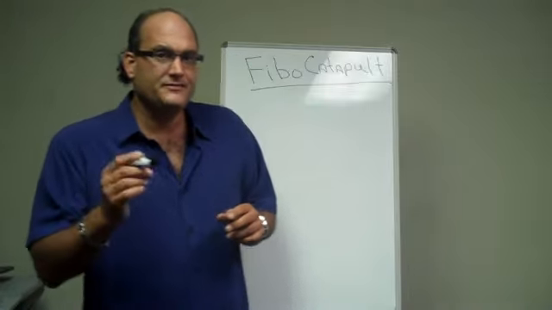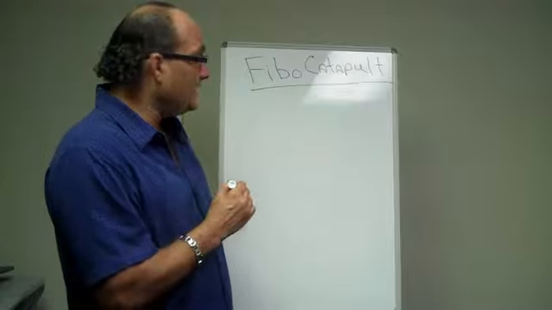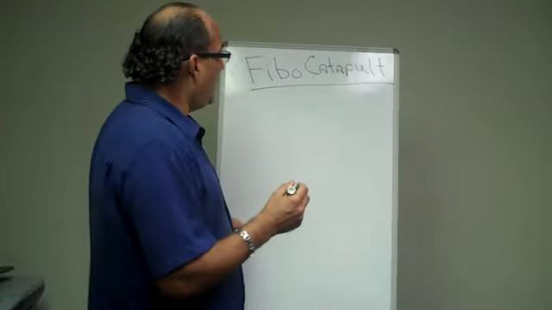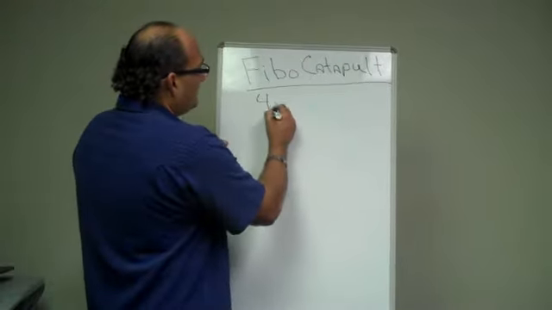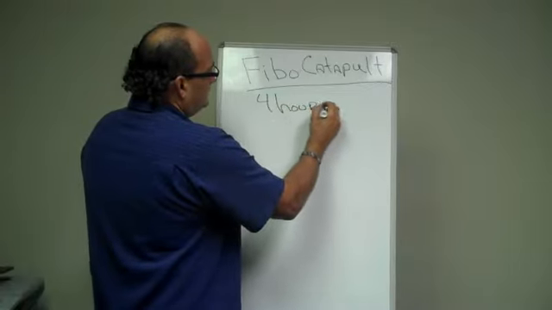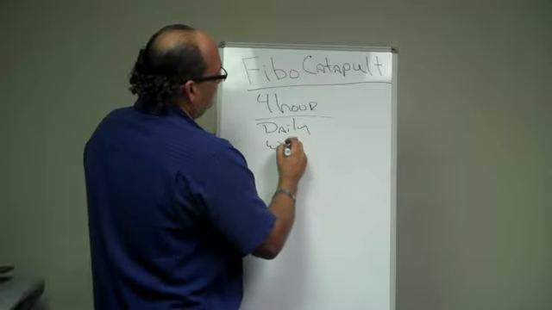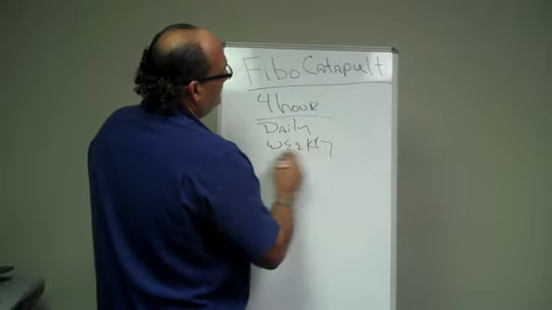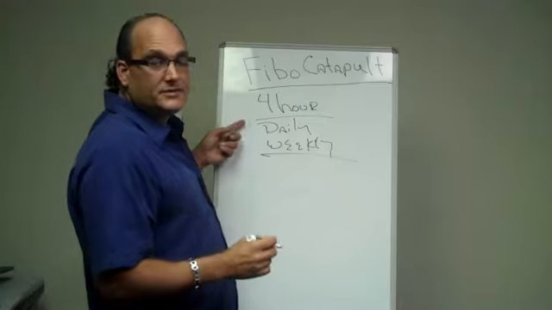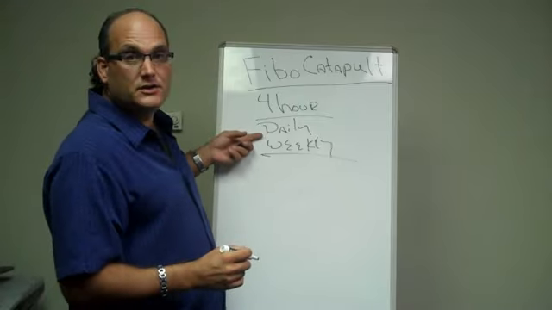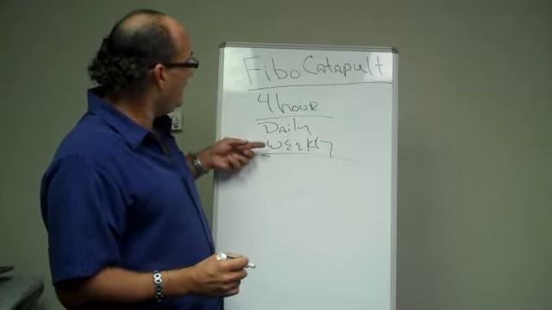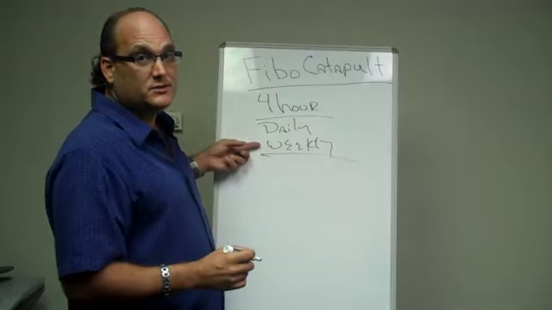Okay, so the Fibonacci Catapult, and this is best used on 4-hour charts, daily, and weekly. Okay, these are great levels to do. You can throw them out on the daily chart, and they'll last a day. On a weekly chart, they're going to last a week. So it's a really cool indicator.